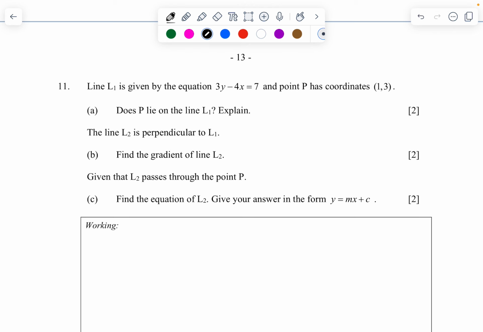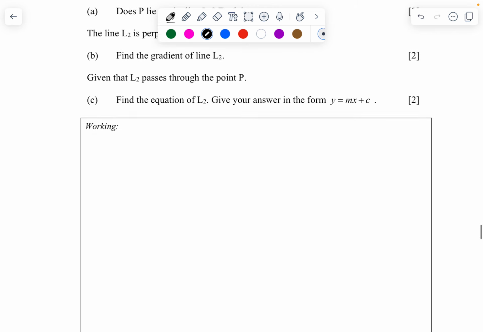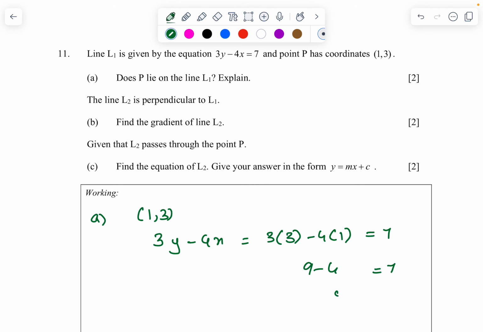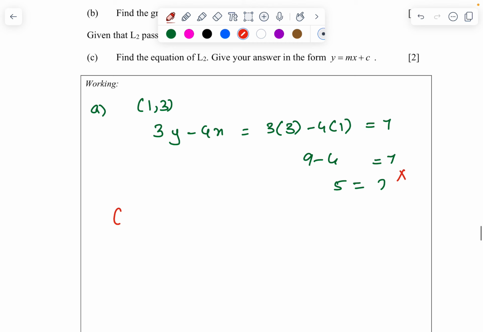Question number 11. The line L1 and the point P: does P lie on the line L1 or not? So for that, what am I going to do? I am going to substitute (1, 3) in the equation. So 3y minus 4x is 3 times 3 minus 4 times 1, which should equal 7. 9 minus 4 should equal 7. 5 equals 7, which is wrong. So therefore (1, 3) does not satisfy the equation.